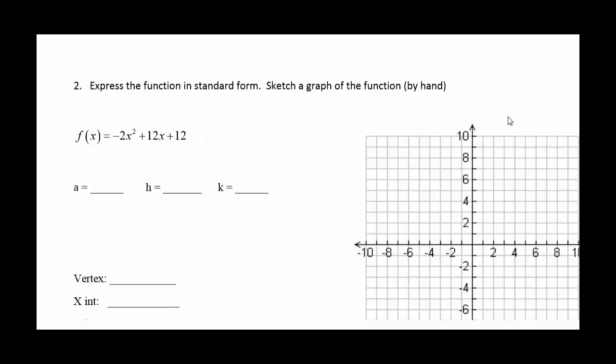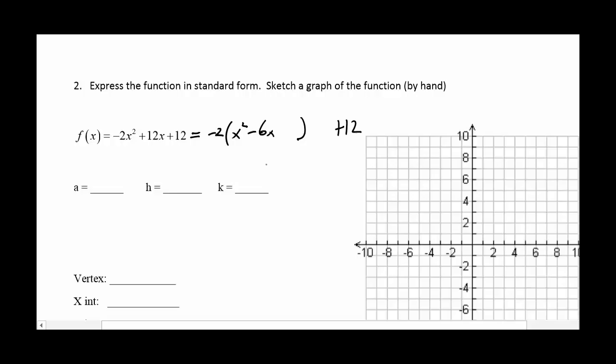Okay, we have another practice on quadratics. Alright, so we want to do completing the square again, put it into standard form or vertex form. Actually, I want to factor out that negative 2. So it's x squared minus 6x plus something, plus the 12 at the end.